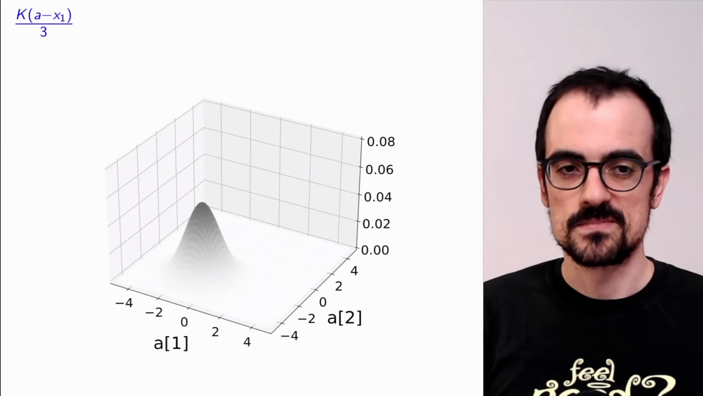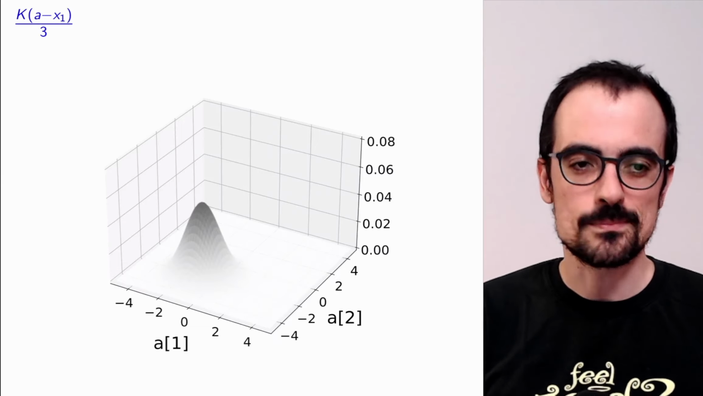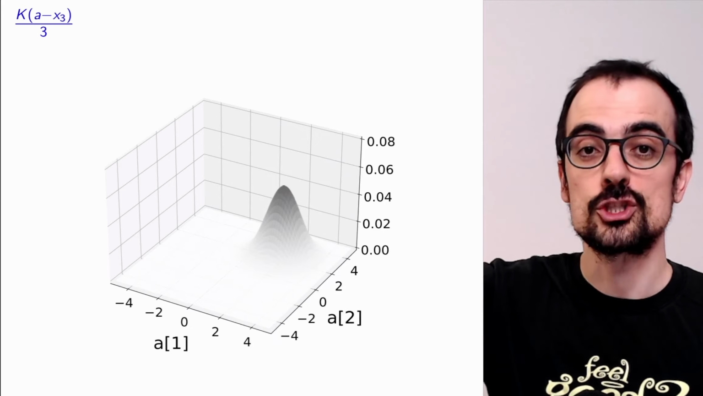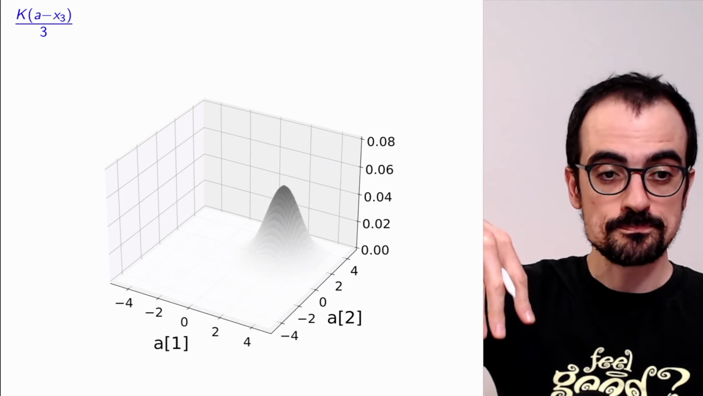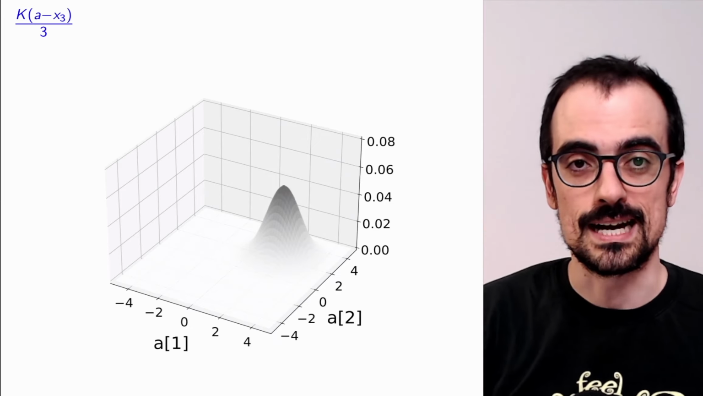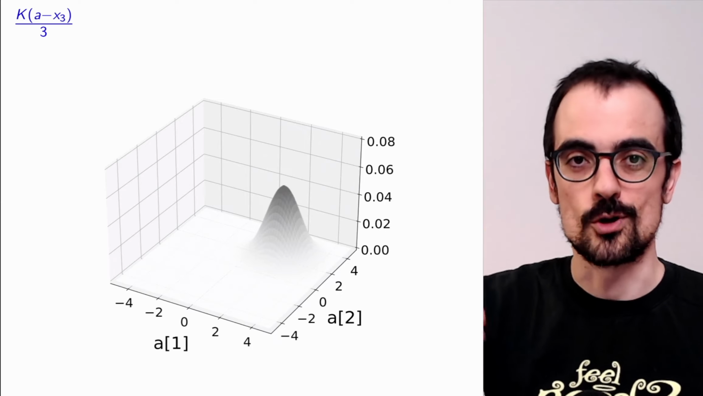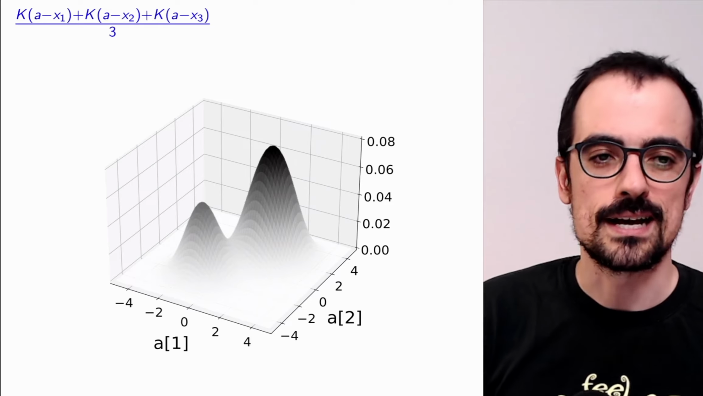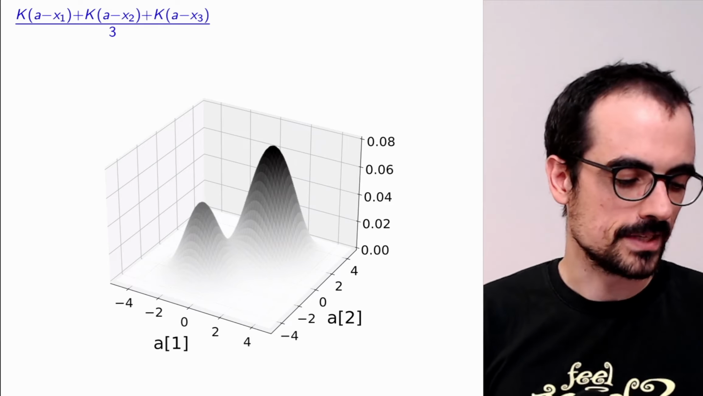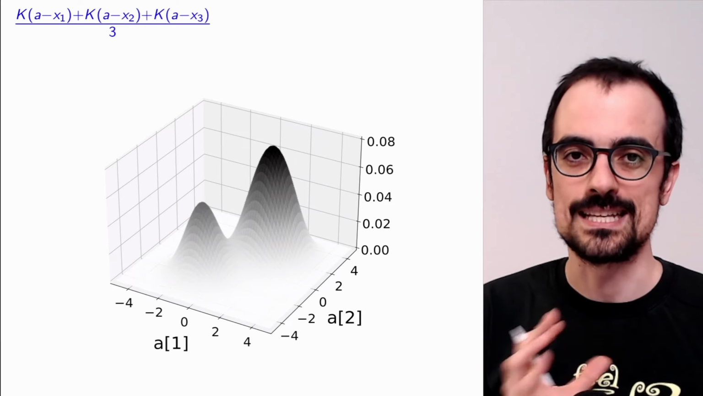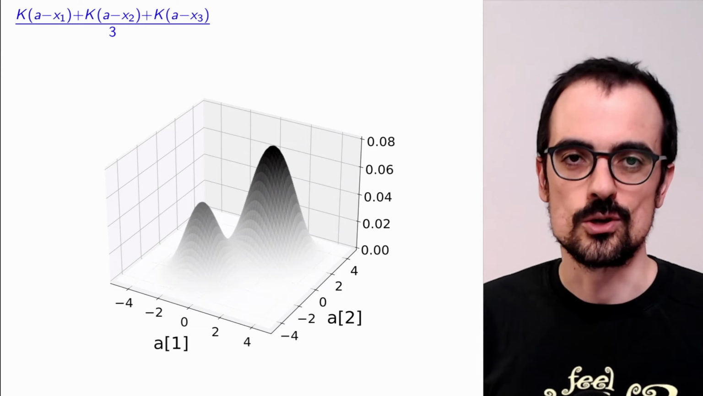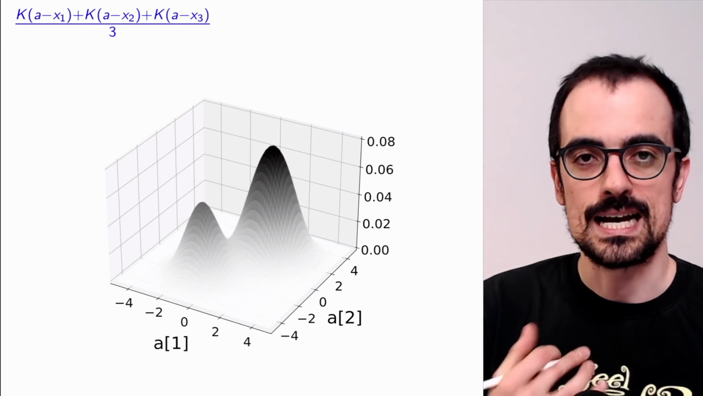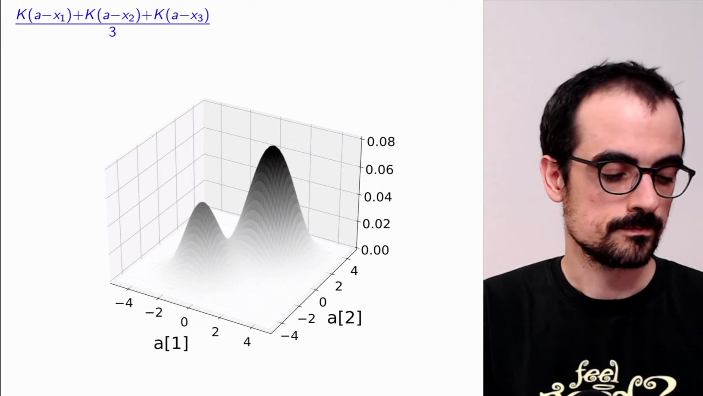So something like this, we can put at one data point, this at another data point, and this at another data point. And if we make sure that the integral of these is equal to 1, so the volume under these surfaces is equal to 1, then we're going to have a situation where the whole estimate, when we add them all together, is going to be a valid joint PDF because it's non-negative and its integral is going to be equal to 1.